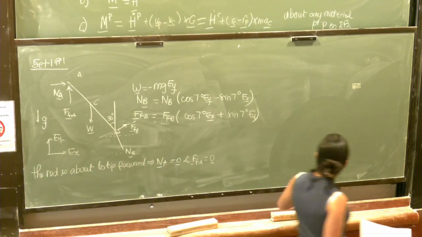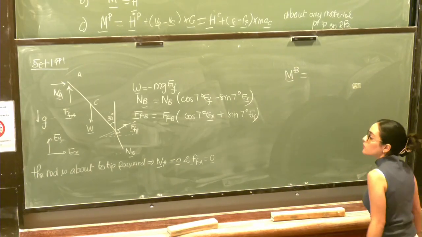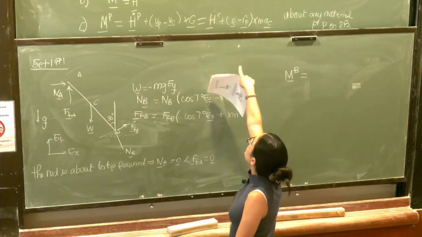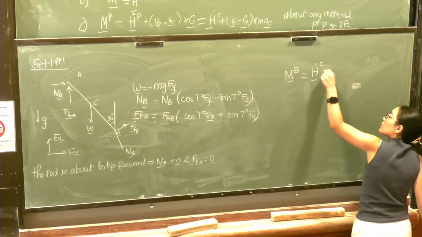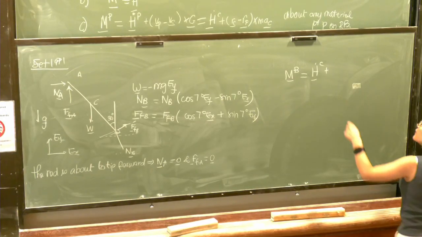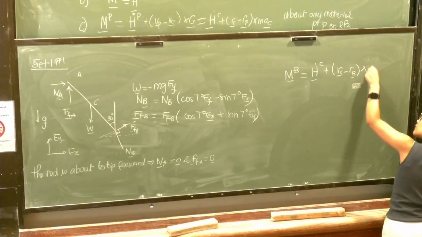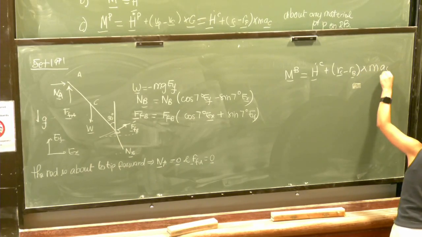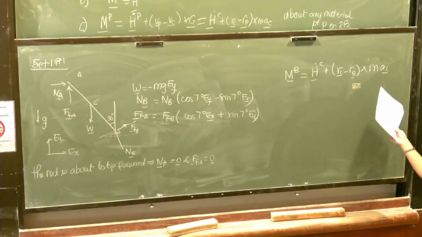So sum of moments about B. B is a moving point, right? So sum of moments about B, I'm going to use this form. Sum of moments about B is H dot C plus (RC minus RB) cross M AC. So now what is the unknown we're solving for? AC. It's going to be AC.